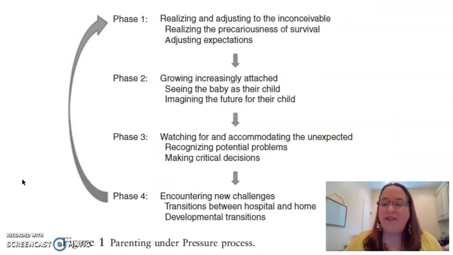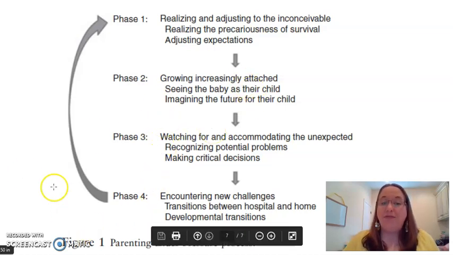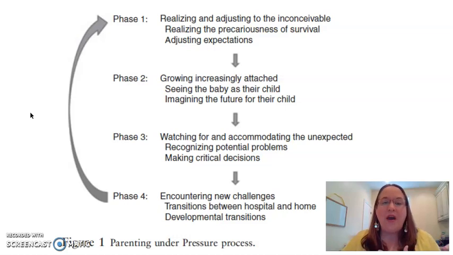Out of that Parenting Under Pressure study, inside that article I just showed you a screenshot of, this is the theory that they came up with. They said that parents who are learning to cope with having a child with a congenital heart issue go through these phases and sometimes go back and forth through these phases as new challenges and new developmental stages occur. And they give quotes from the participants throughout the article to help highlight what they mean.